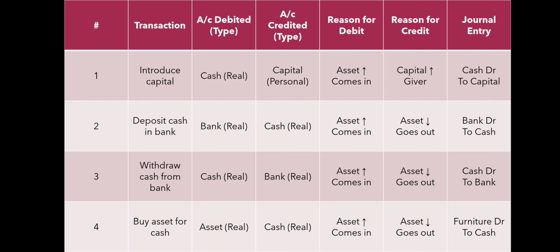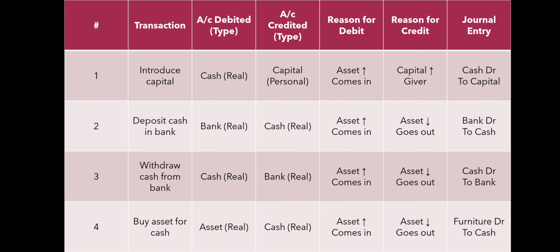Now the third journal entry will be withdraw cash from bank. In the second example, deposit cash in the bank, I had cash, I went to the bank and deposited it, so I no more had cash. Instead I opened a bank account, so my bank account, that asset, was coming into the business. Now I withdraw cash from the bank, so the entry will be the opposite. I had debited the bank account, now I will credit it, and I had credited my cash account, now I will debit it.